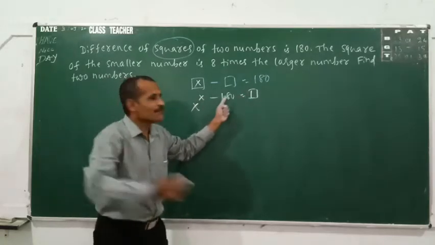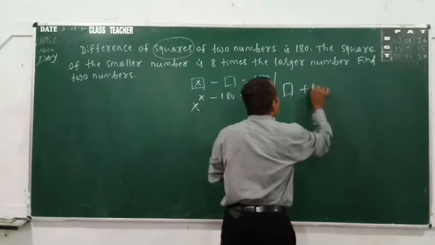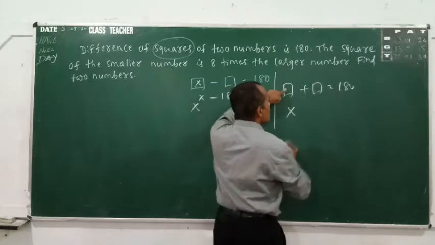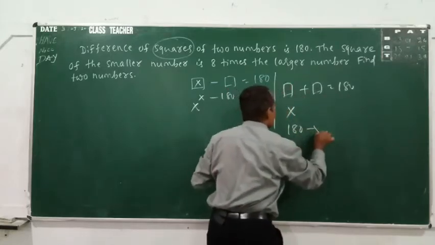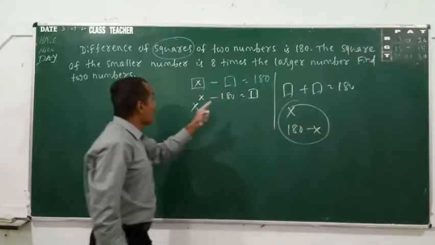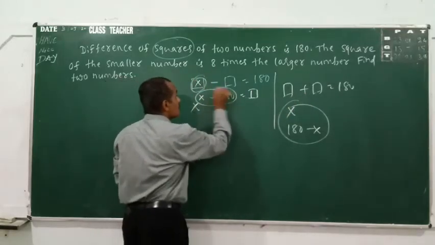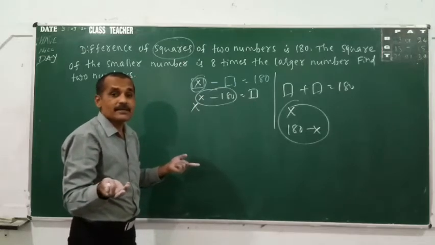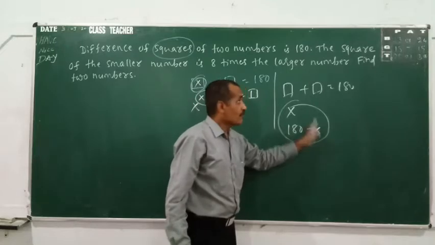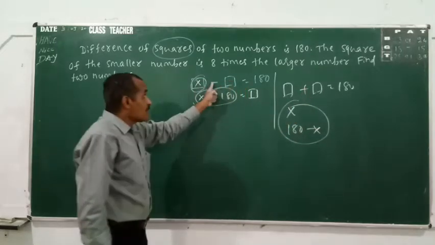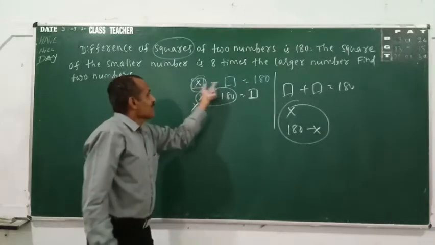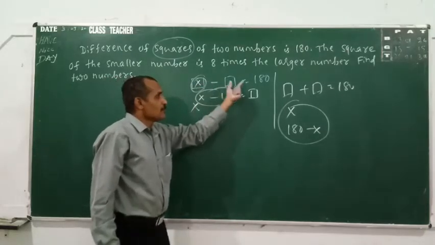This we have already discussed. If the sum of 2 numbers is 180, then the first number is x, second number is 180 minus x. These are the 2 numbers when the sum is there, and these are the 2 numbers when the difference is there. When there is a sum, the number comes first, variable after. When the difference is there, the variable comes first, number next. This will help you. It's very simple.